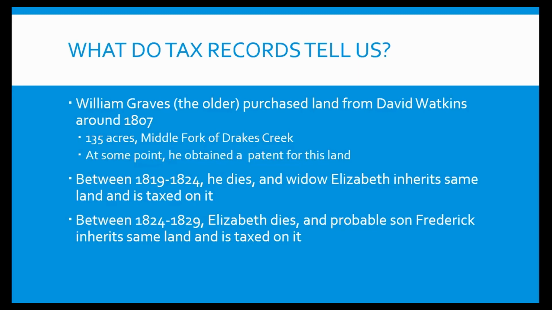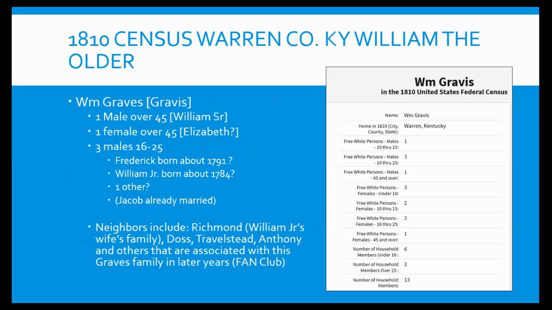Now, we want to know more about this William Graves, and is he really older than the other William, my younger William Graves? So we can look at the 1810 census. It does exist for Kentucky, fortunately. And remember, this is in Warren County now because that's where that land was located. The name's been misspelled, but when you look at the original, it is Graves. And you can see that William is a male over 45 at this time period. So he is actually older than the other William Graves that I was looking at.